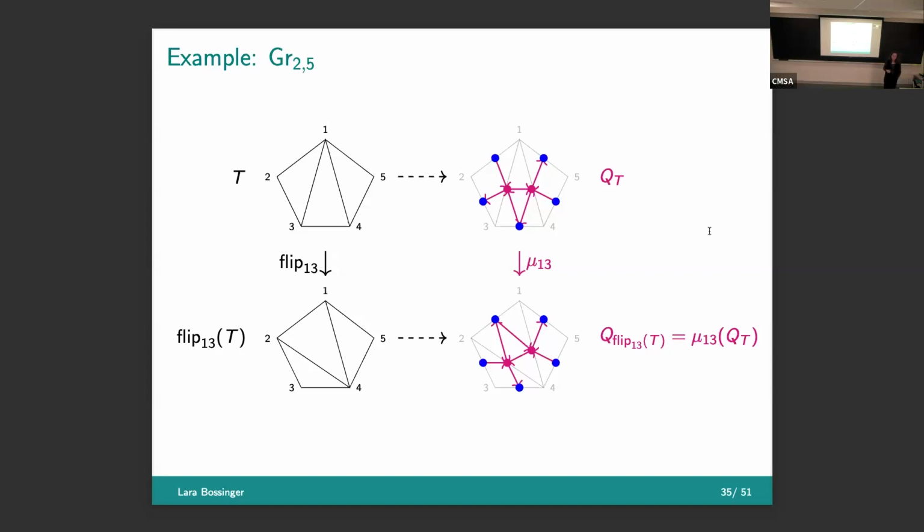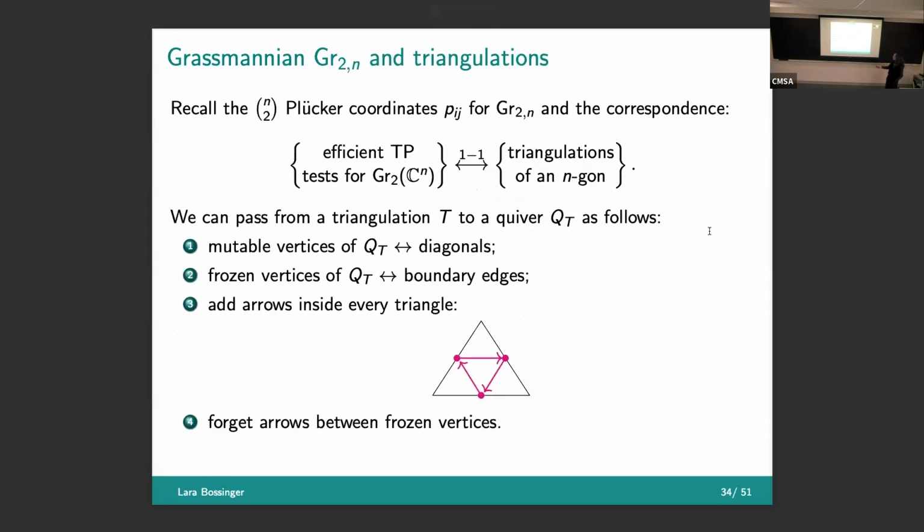Can you say again what's the orientation of the arrows? Yes, so I chose clockwise orientation for arrows in each triangle. So in each triangle of my triangulation, I will draw this picture. But you might as well change and have all the counterclockwise.